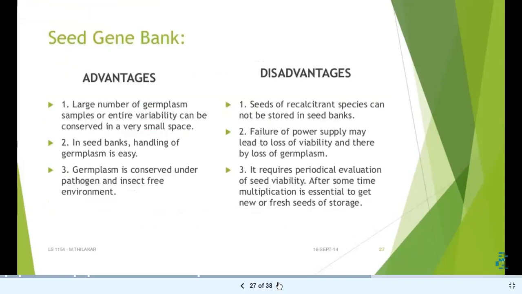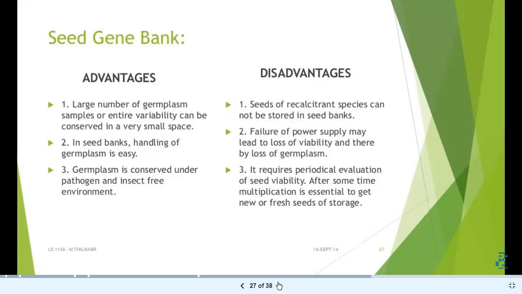Seed bank advantages. First, a large number of germplasm samples or entire variability can be conserved in a very small space. Second, in seed banks, handling of the germplasm is easy and cost effective. Third, germplasm is conserved under a pathogen and insect-free environment.